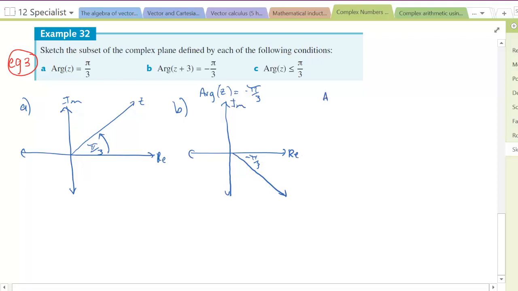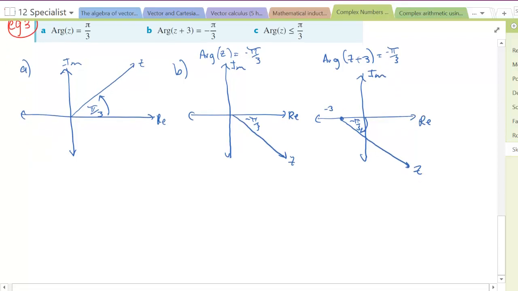But when we look at the argument of z plus 3 is equal to negative pi on 3, that will be a horizontal translation. So a real translation, then shifting that across negative 3. So this would be at negative 3, we have our angle negative pi on 3. So that represents z and z plus 3.